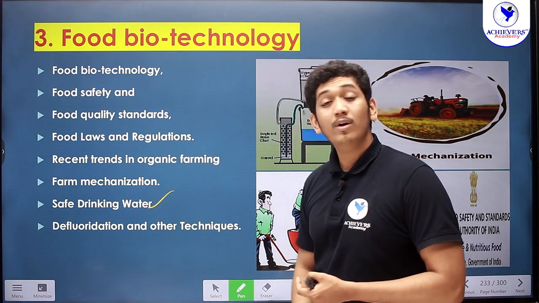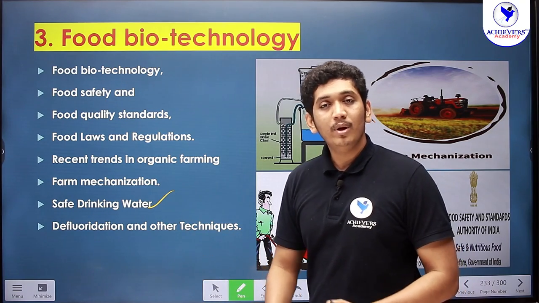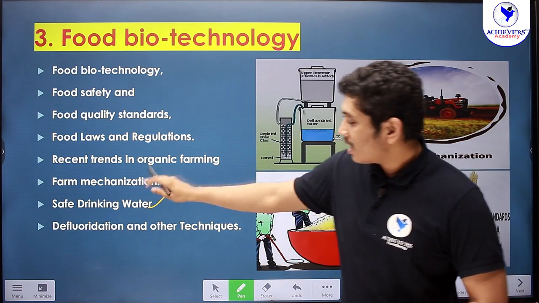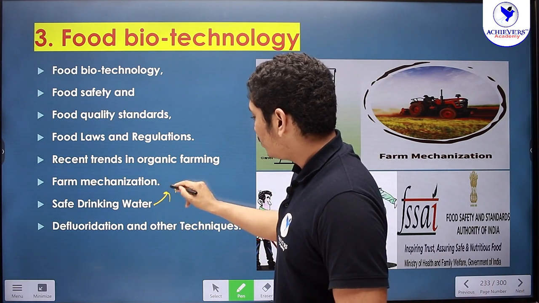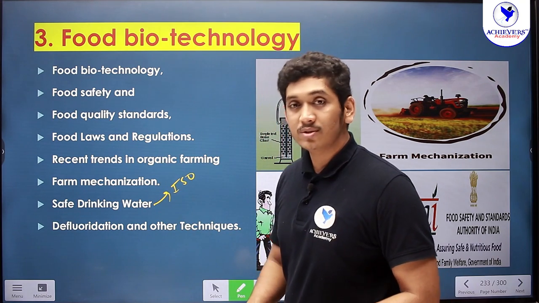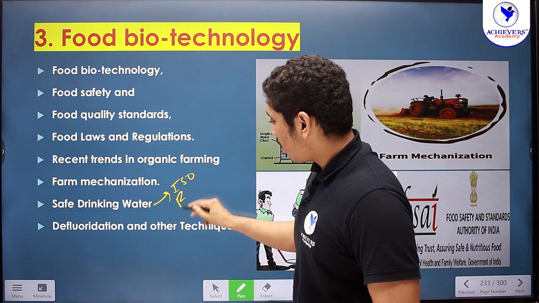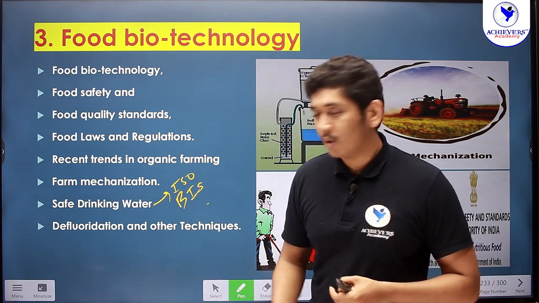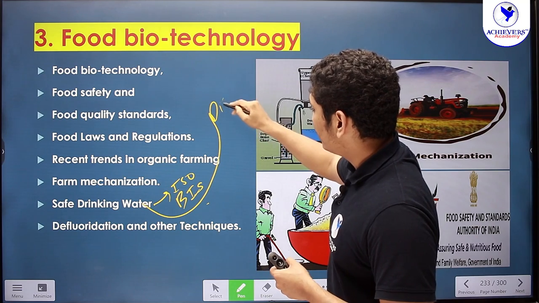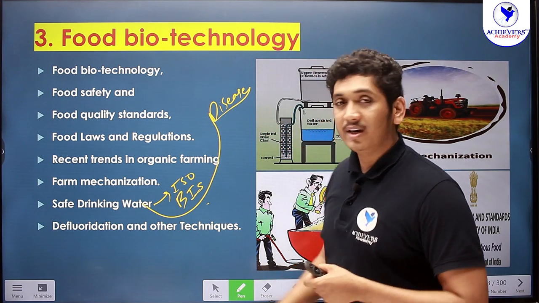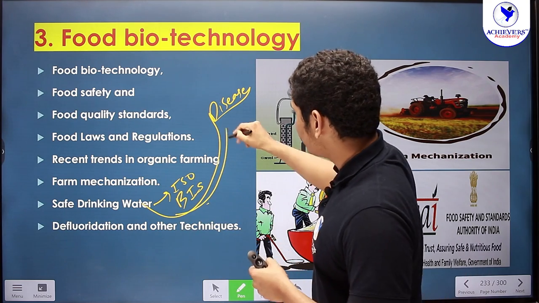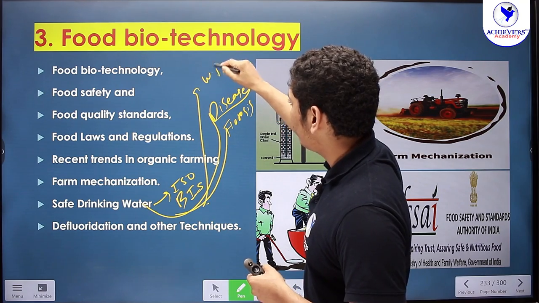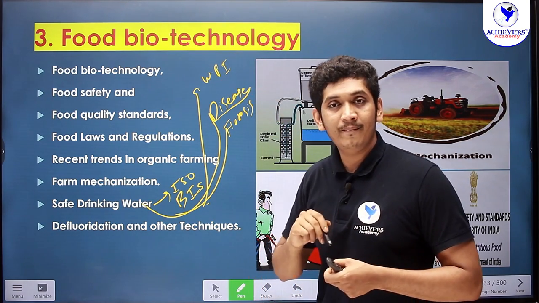Next is safe drinking water, my friend. This might look simple but it is very difficult to understand and evolve a proper answer. In this I have successfully made you understand the standards for water, that is, the Bureau of Indian Standards. What does the Bureau of Indian Standards say about the quality of water? What are the diseases you get because of not drinking quality water? What is fluorosis? What is the range of water pollution in India? Water pollution index in India, WPI, simply.